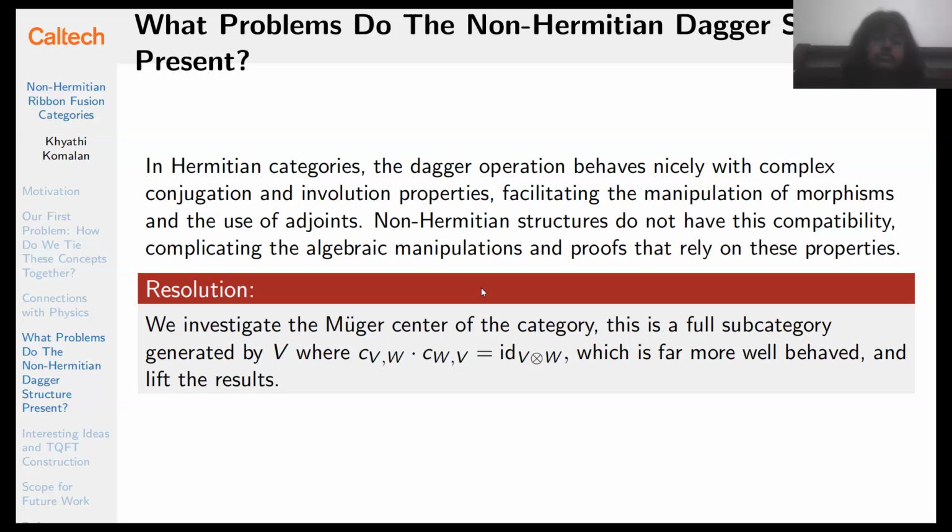The other workaround would be using the other properties that we have. For example, here we're discussing non-Hermitian ribbon fusion categories. So you would be using the ribbon structure, the definition of a fusion category, and things like that.